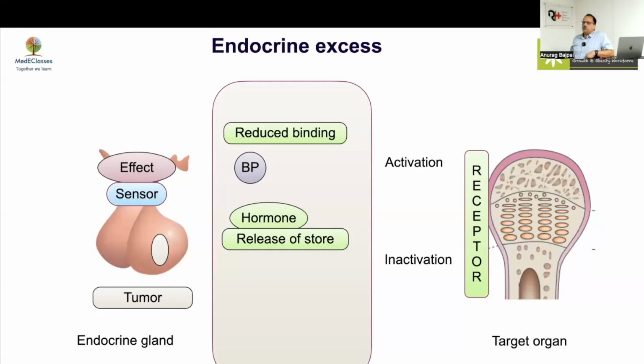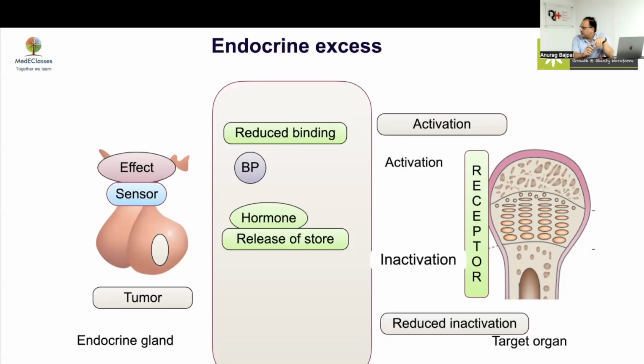Then binding protein problem, you said. Then increased activation. Any condition? Any condition of activation of an enzyme which is causing increased production? A boy presenting with tall stature and gynecomastia: aromatase excess will be the scenario.